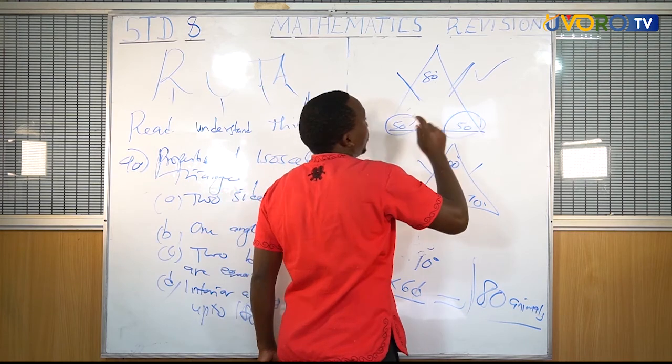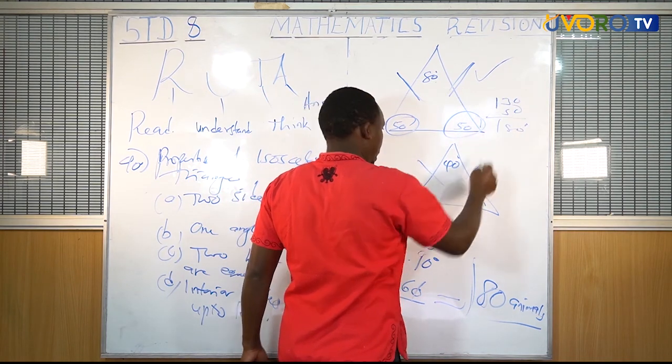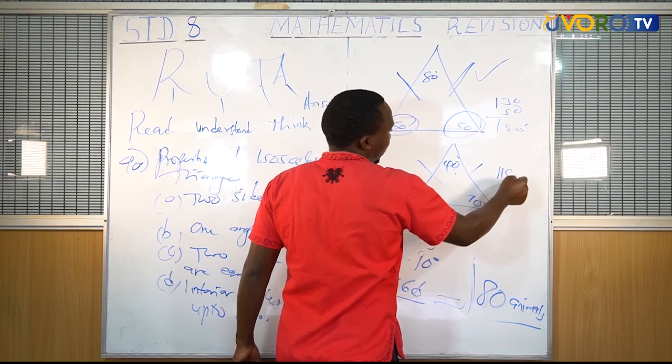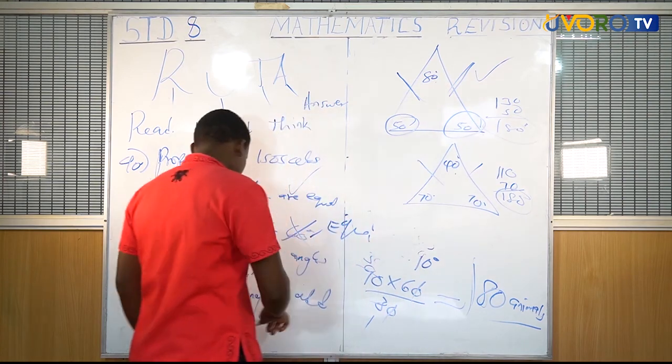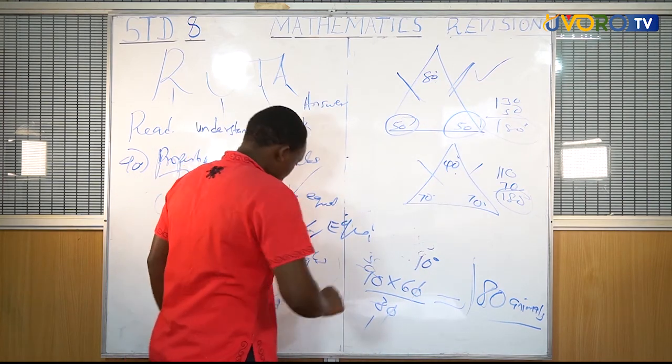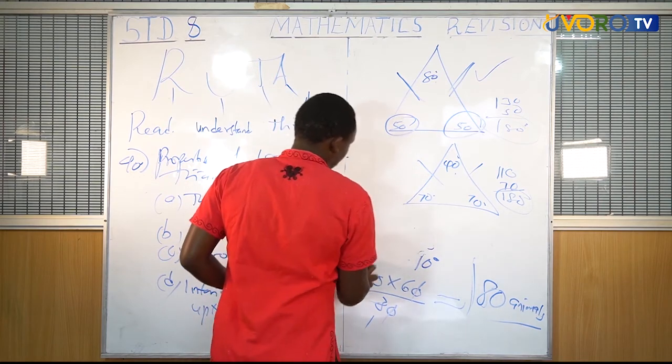The last one is that the interior angles add up to 180 degrees. 80 plus 50, 130 plus 50, 180. 40 plus 70, 110 plus 70, 180. Are they adding up to 180? Yes. Now, for today, we have come to the end of our lesson.